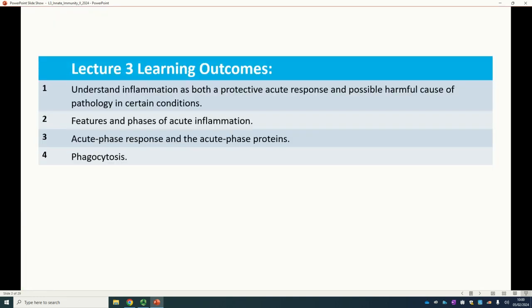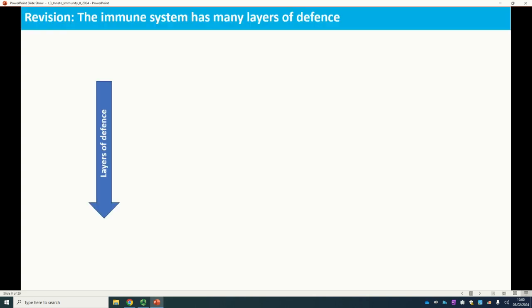All right, so the learning outcomes for the lecture today are that by the end of it you'll have an understanding of inflammation as both a protective acute response, but also the potentially harmful causes that we can see in certain pathologies in specific conditions. You'll also be able to understand the features and phases of acute inflammation, as well as the acute phase response and the acute phase proteins. And then we'll continue to have a look at phagocytosis. This is something that we touched on in the last lecture, but we will expand on that today.